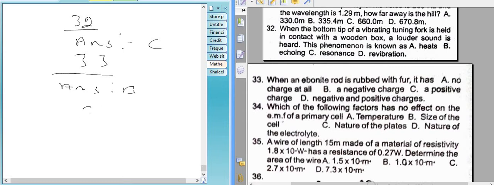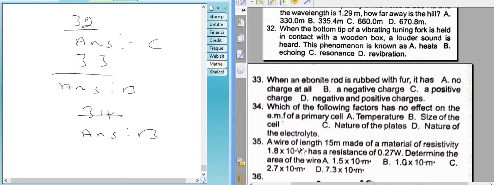Then question 34. Which of the following factors has no effect on the EMF of a primary cell? A. Temperature. B. Size of the cell. C. Nature of the plates. D. Nature of the electrolyte. The correct option is B, because the size of the cell has no effect on the EMF of the cell. But temperature has effect because it has effect with a resistor. The nature of the plate also has effect. The nature of the electrolyte also. Therefore, the correct option is B.